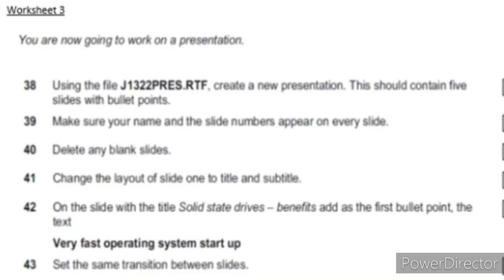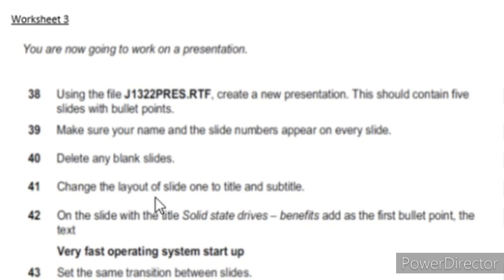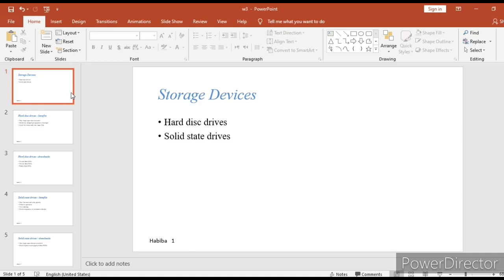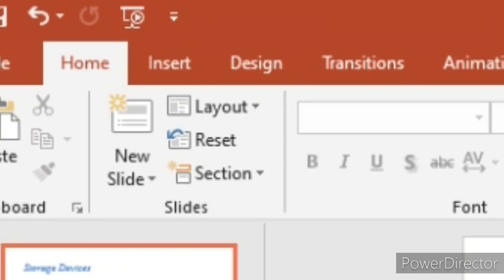Delete any blank slides. This is what we've already done. We had one blank slide that we didn't need and we deleted that. Change the layout of slide 1 to title and subtitle. This is slide 1. Make sure you're on slide 1. Change the layout of any slide.